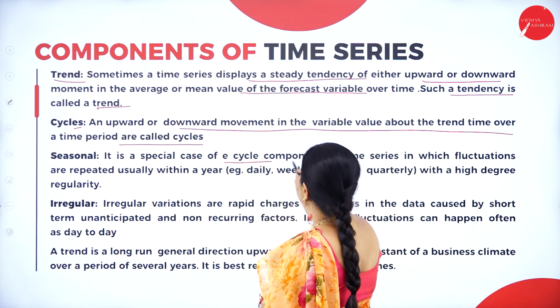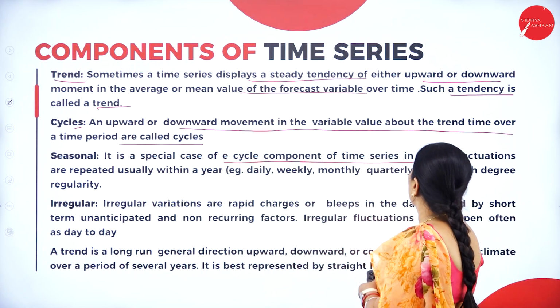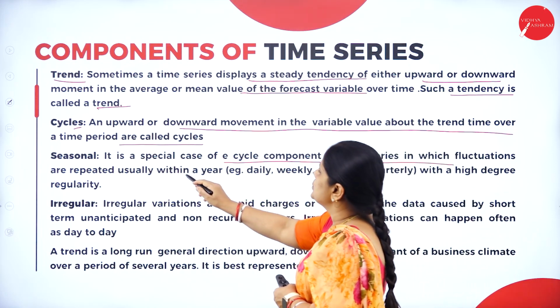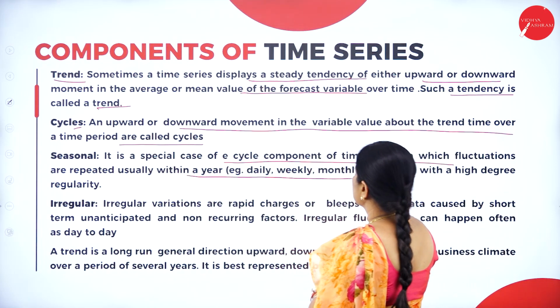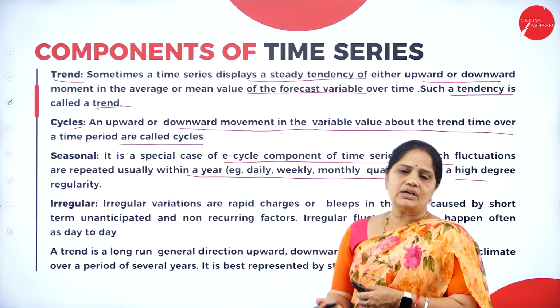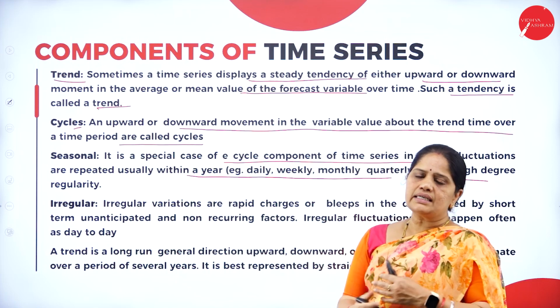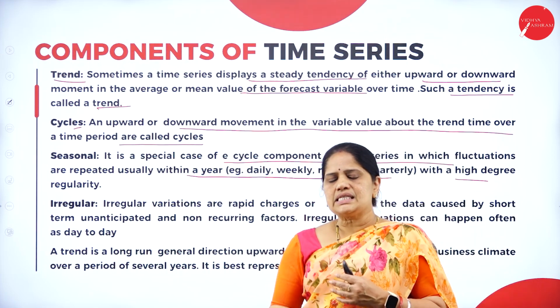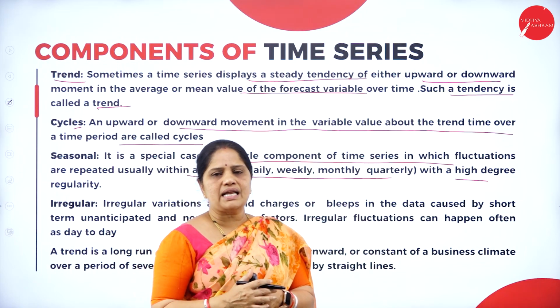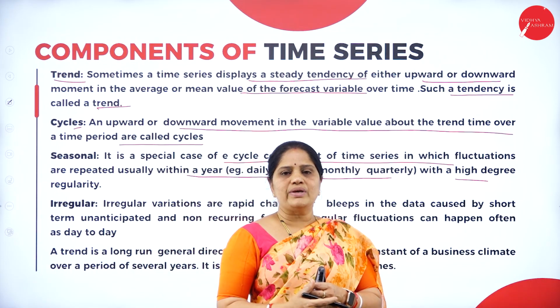Seasonal. This is a special case of a cycle component of time series in which fluctuations are usually repeated within a year, that is daily, weekly, monthly, quarterly, with a high degree of regularity. So seasonal cycles means, whenever there is the season for that particular goods, then the sales will increase, then after the season is over, the sales will decrease.